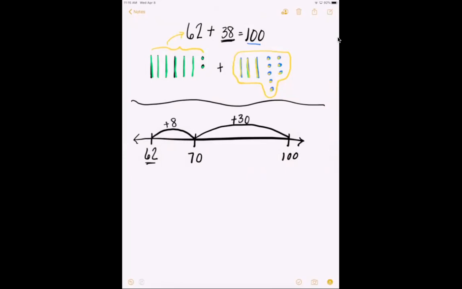Now I can write my equation. 62 plus something equals 100. So now what I can do is take my numbers that are on top of my number line. I have a plus 30 and a plus 8. If I add 30 and I add 8, that gets me 38.